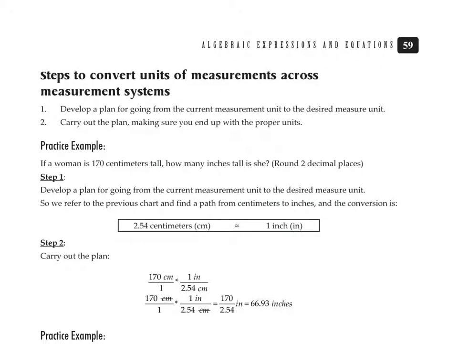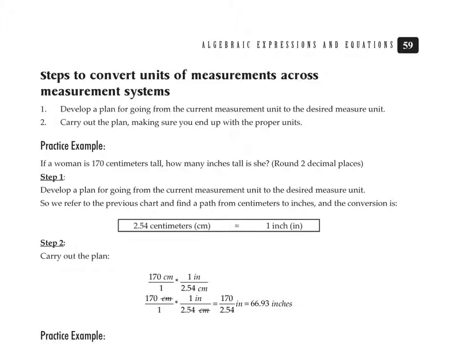Steps to convert units of measurements across measurement systems. Number one, develop a plan for going from the current measurement unit to the desired measurement unit, and we're going to use multiplication and or division for that. Number two, carry out your plan, making sure you end up with the proper units, and that's the key there. It's all about converting between the units.